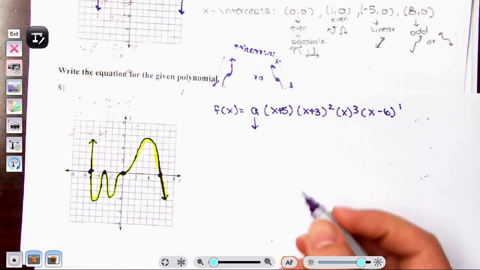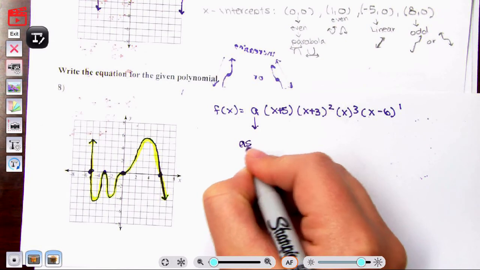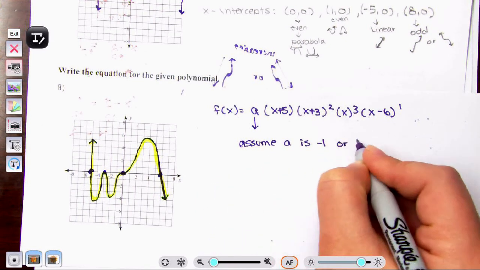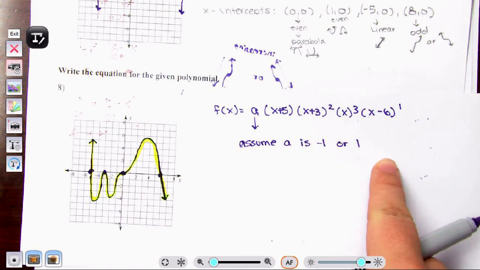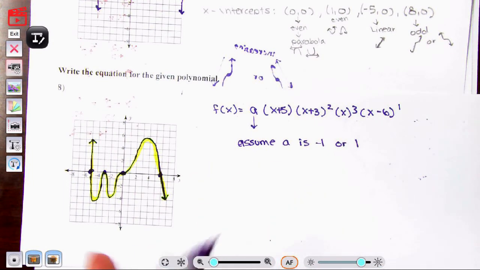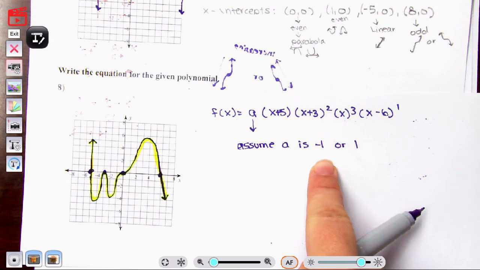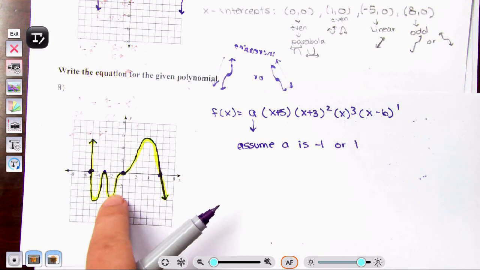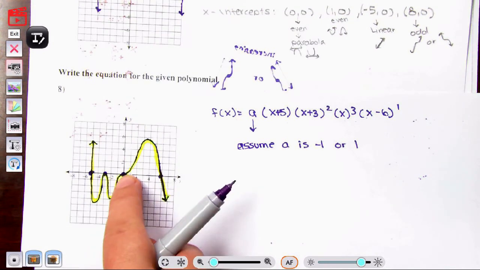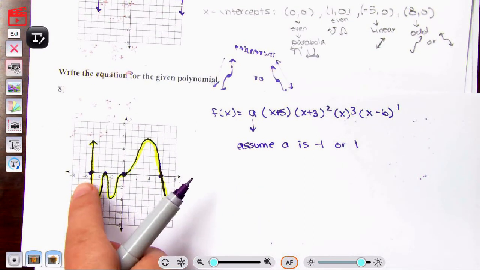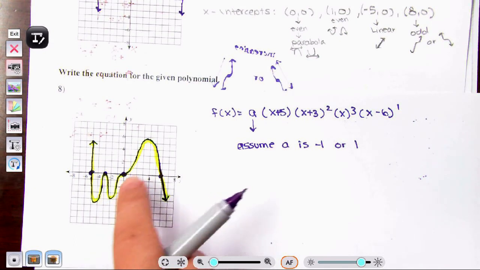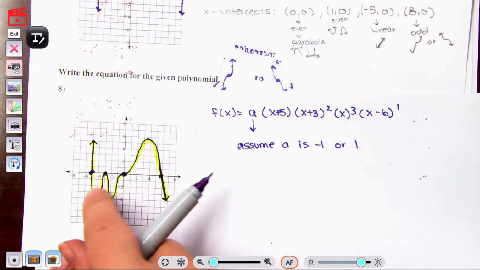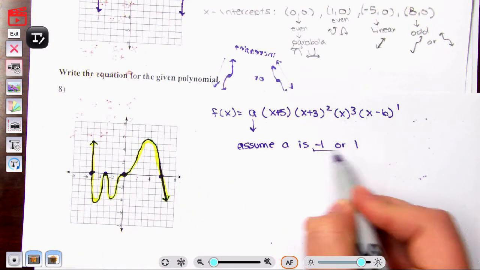Next up is A. So a lot of times what they're going to tell you is assume A is -1 or 1. That's the easiest part. You don't actually have to figure out what A is. If A is not -1 or 1, you're actually going to have to take a point that is not one of your X-intercepts. You have to take a different point and then plug it in. But they have to tell you what that point is. So we're going to assume A is -1 or 1.